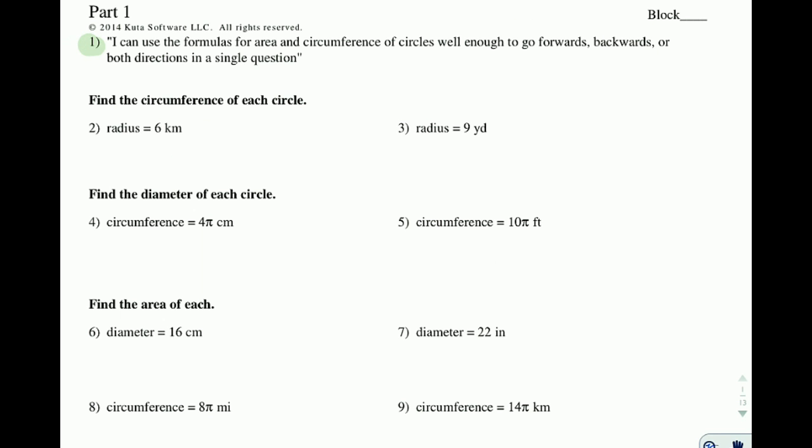It says, I can use the formulas for area and circumference of circles well enough to go forwards, backwards, or both directions in a single question. So you're going to use the formulas to find area and circumference, but you might not necessarily be going forwards. You might be going backwards in the problem.